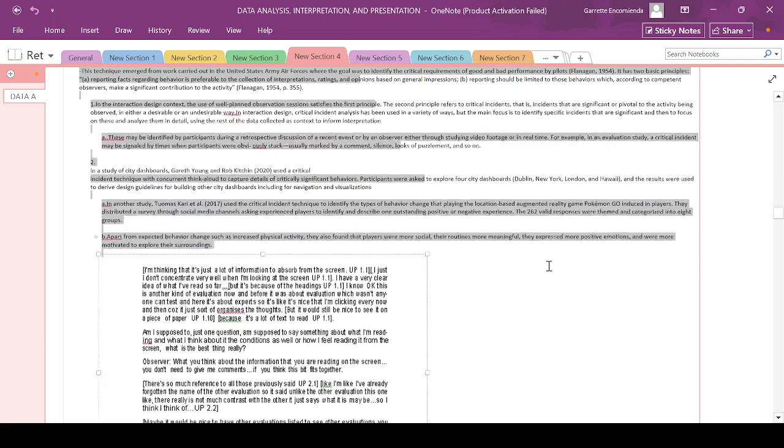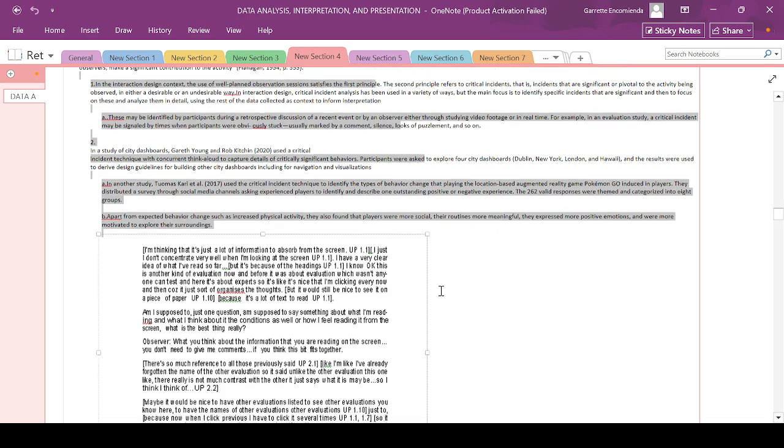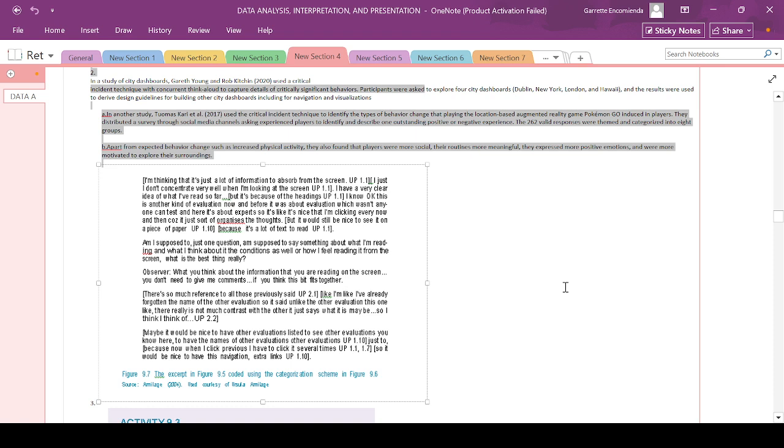In a study of city dashboards, Young in 2020 used a critical incident technique with concurrent think aloud to capture details of critically significant behaviors. Participants were asked to explore four city dashboards, for Dublin, New York, London, and Hawaii, and the results were used to derive design guidelines for building other city dashboards, including for navigation and visualization.